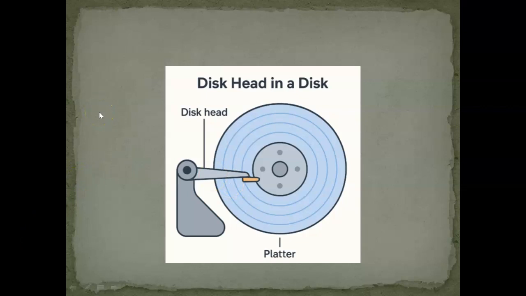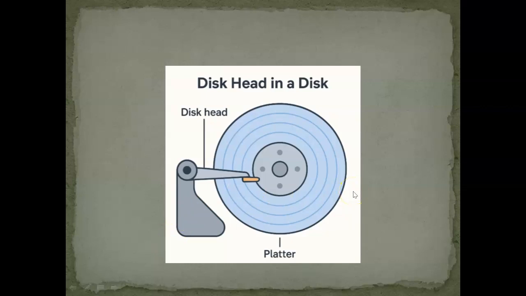SCAN moves the disk head in one direction to service all the requests until it reaches the end of the disk, then reverses the direction and services requests on the way back. So that is SCAN, and CSCAN we have also seen there. So it is circular scan.